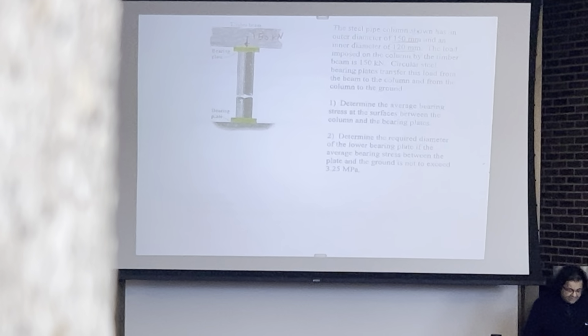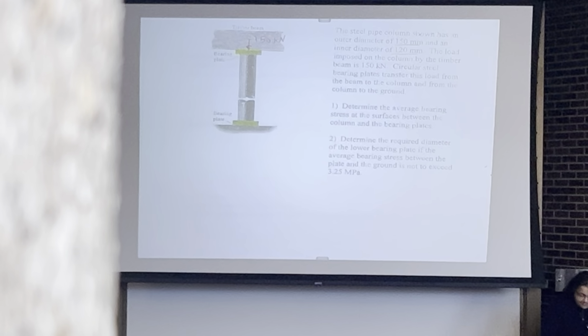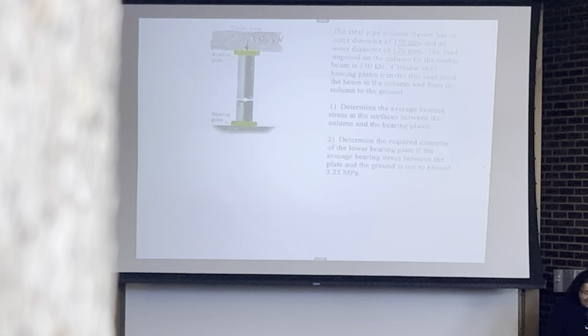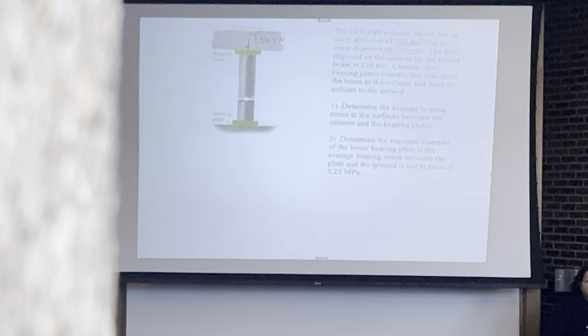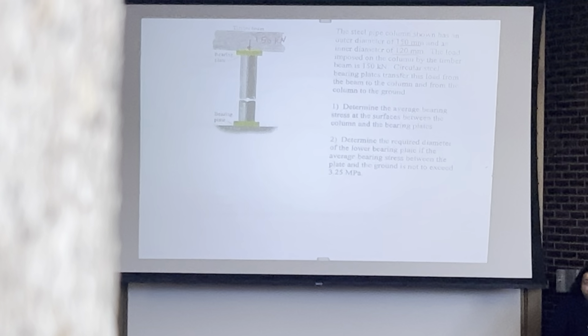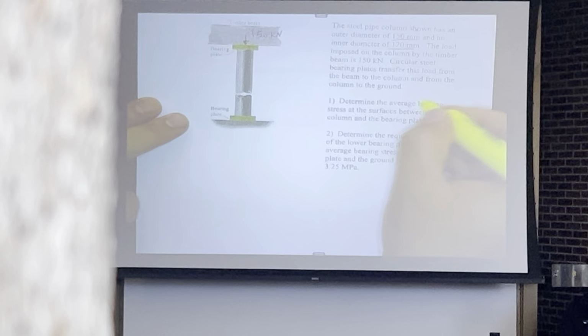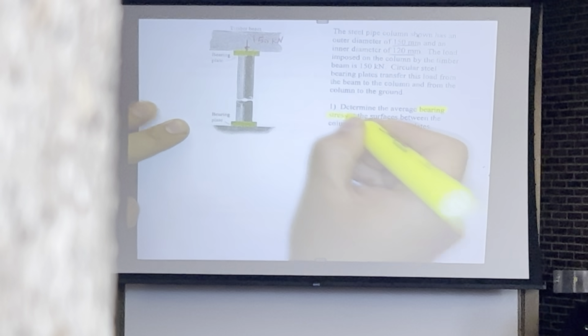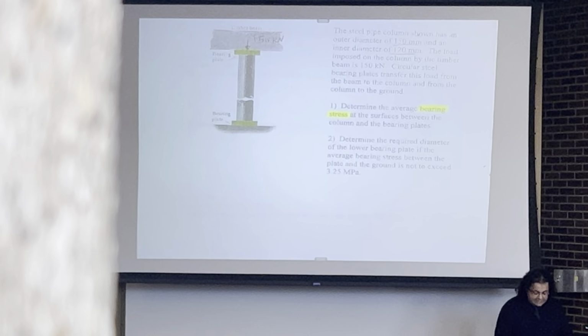In this problem, the information that is given, it is asking to determine the average bearing stress at the surface between the column and bearing plate. That's the first question in this problem. So far we talked about normal stress and shear stress. We never talked about the bearing stress. It looks like this is another type of stress that needs to be defined by us.